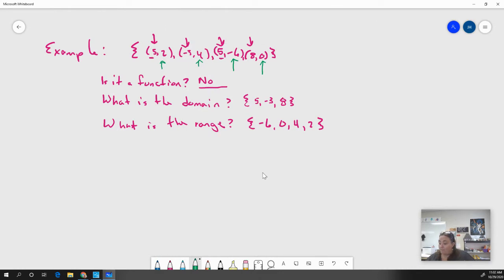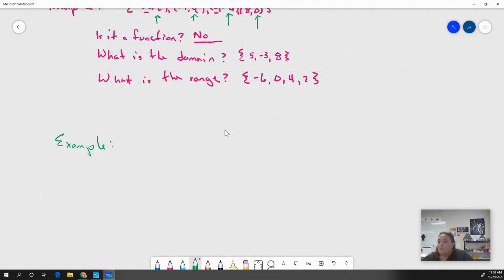So we talked about sets of ordered pairs. We also talked about a table, right? Another way to tell if a relation is a function is if we have a table. Well, a table is just another way of showing a set of ordered pairs. And you guys have seen these tables before, but if we have a set, is it a function?